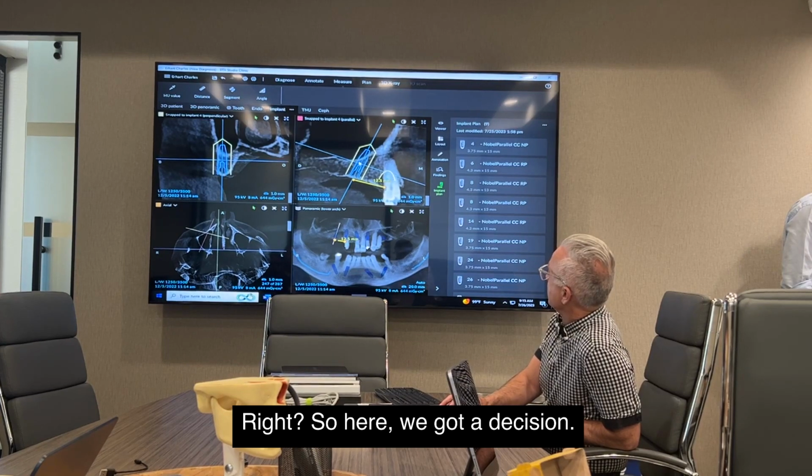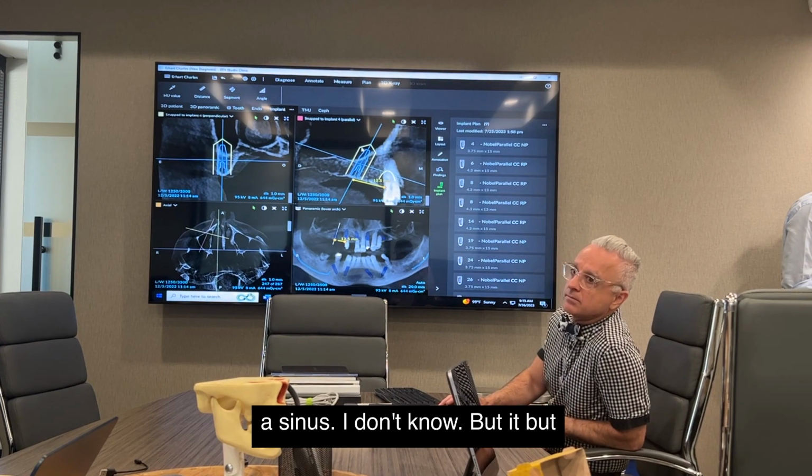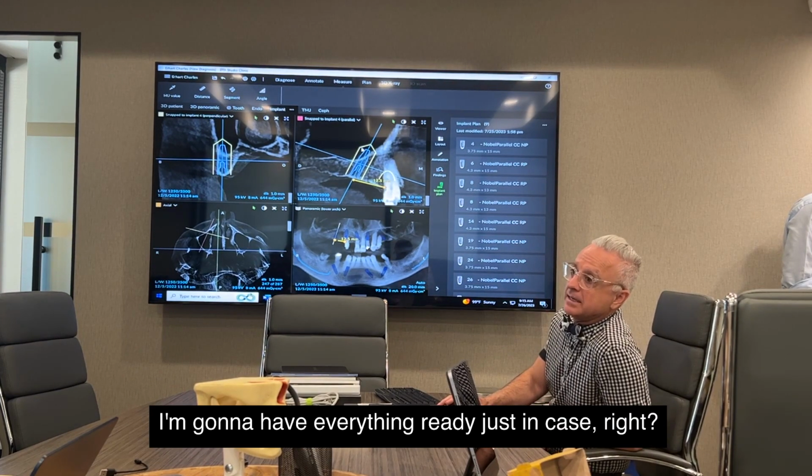So here we have to make a decision. Do I want to open a sinus? Do I want to add insult to the wound? Maybe I will open the sinus. I don't know, but I'm going to have everything ready just in case, right?